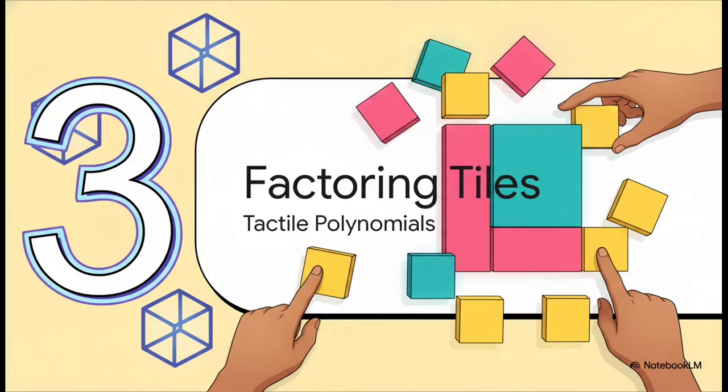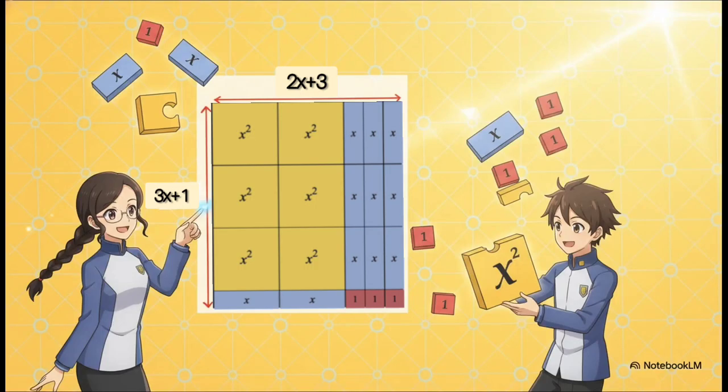Section 3, Factoring with algebra tiles. Now, what's really interesting here is how we can turn factoring into a literal tactile puzzle. Let's multiply 2x plus 3 by 3x plus 1. We represent the top using 2 x-length tiles and 3 unit tiles. On the side, we lay out 3 x tiles and 1 unit tile. When we fill in the rectangle they create, the puzzle pieces perfectly snap together. We get 6 large yellow x squared tiles, we get 11 blue x tiles in total, and we get exactly 3 red unit tiles. You just read the grid, and boom, we have our expanded polynomial, 6x squared plus 11x plus 3.